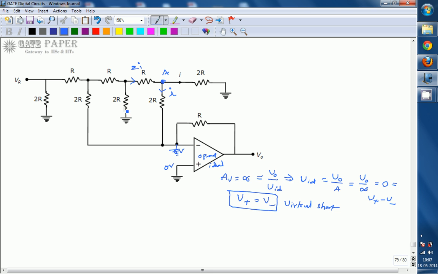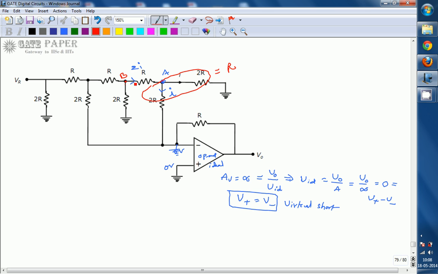Let us assume this is node B. From node B towards ground, this is 2R, and if you check the effective resistance across B to ground on this side, 2R and 2R are in parallel, so 2R parallel to 2R is R. This R and this R will be in series, so R plus R is 2R. So again the effective resistance from B to ground is 2R. Here also the effective resistance is 2R only.